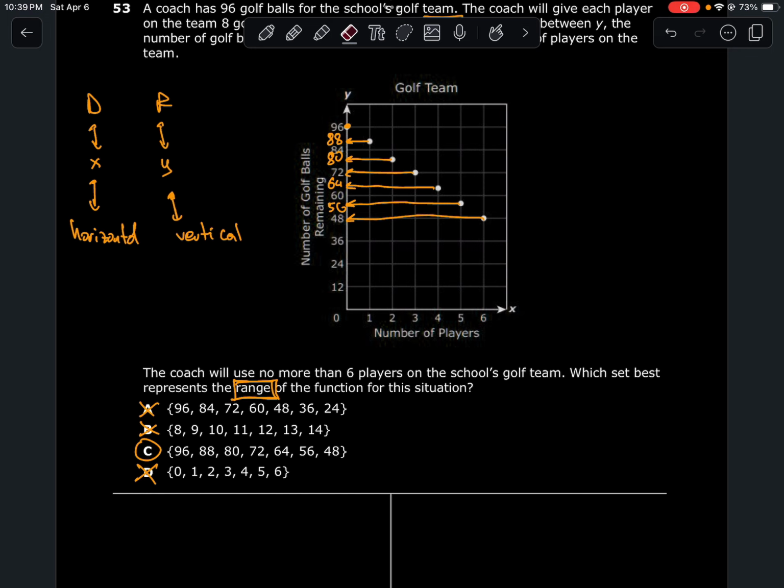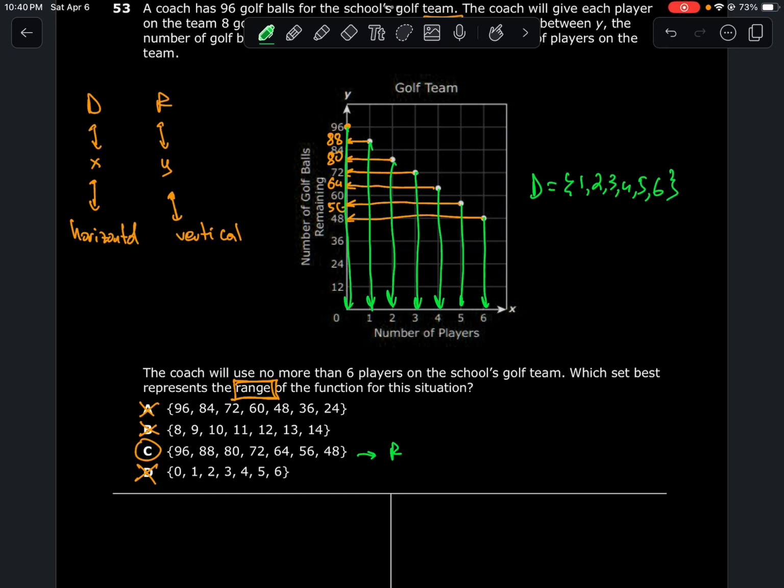Now what if I wanted the domain? What would I do to find the domain? Because they can ask me anything. If I wanted to get the domain, I would project on the x-axis. Remember, domain goes with the x. I project on the horizontal or the x-axis. So I will get a 6, then a 5, then a 4, 3, 2, 1, and 0. So yes, that is the range. The domain, it's just 1, 2, 3, 4, 5, 6.